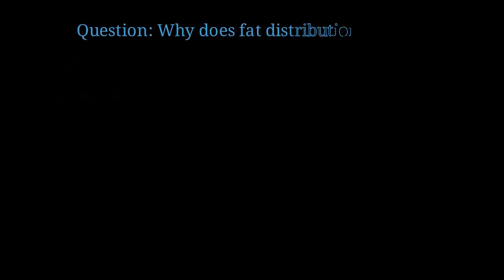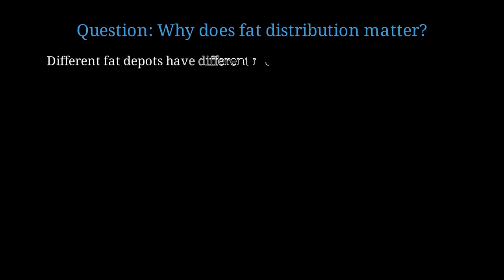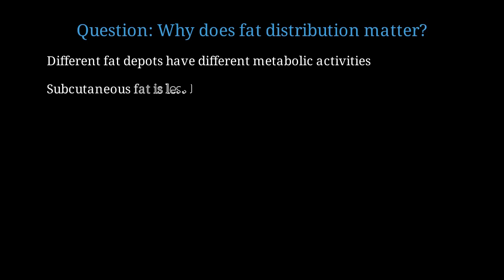Here's an important question. Why does fat distribution matter for health? Why should we care where fat accumulates on the body? The answer is that different fat depots have different metabolic activities. Visceral fat, which surrounds internal organs, is metabolically active and produces inflammatory cytokines. Subcutaneous fat, the fat beneath the skin, is generally less harmful than visceral fat. The location of fat accumulation can predict disease risk.